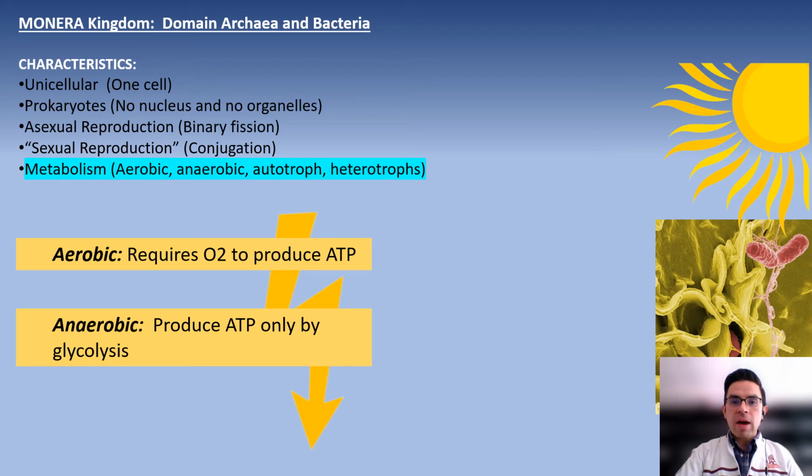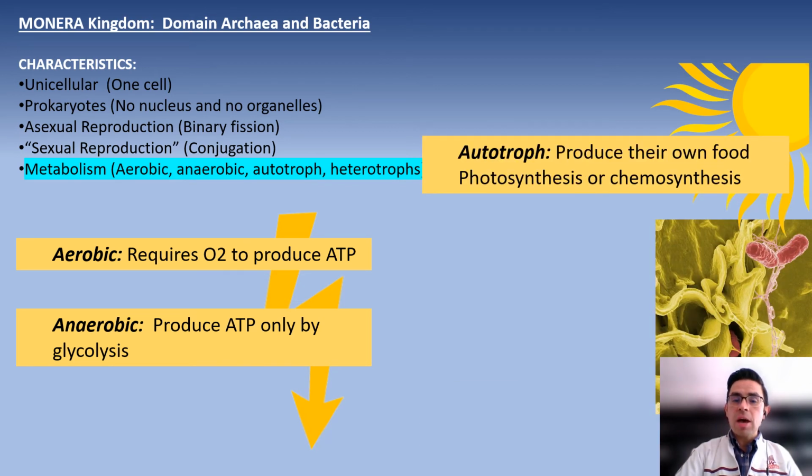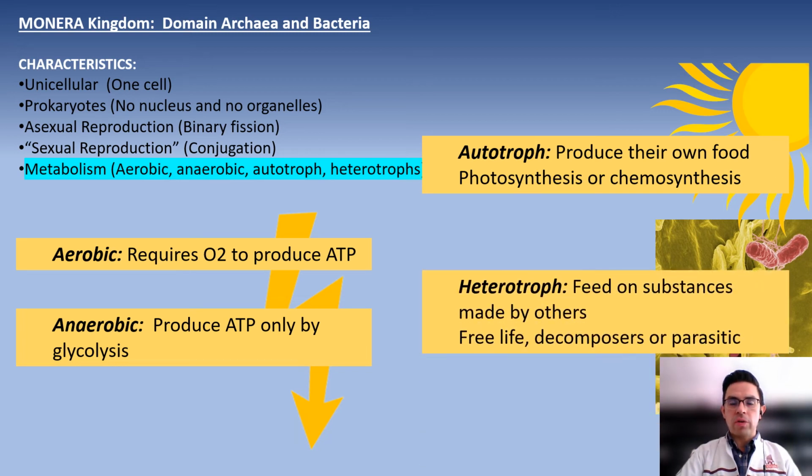Now, talking about nutrition, bacteria, eubacteria, and also archaebacteria could be autotrophic organisms. Some of them could produce their own food by means of photosynthesis, meaning using sunlight. Others could produce their own food by using chemical substances, therefore being known as chemosynthetic organisms. On the other hand, there could be bacteria, archaea, and eubacteria organisms that feed on other particles, or on substances produced by others, therefore considered heterotrophic organisms.